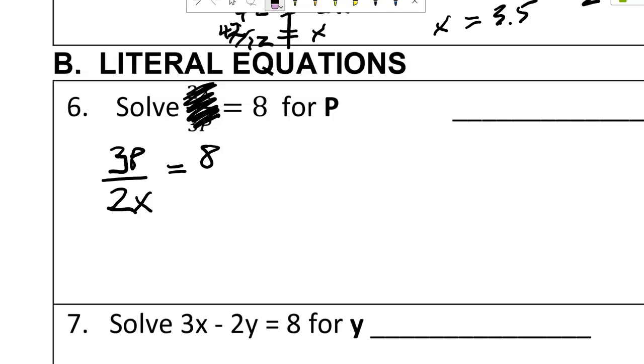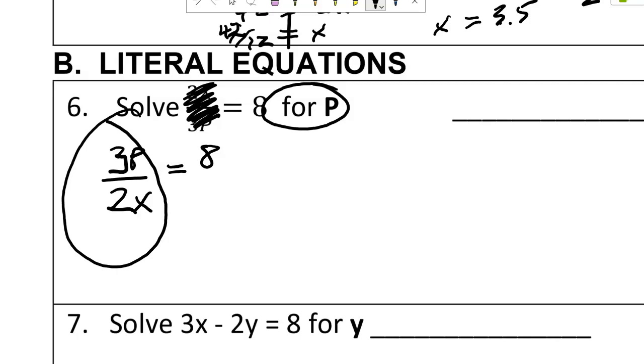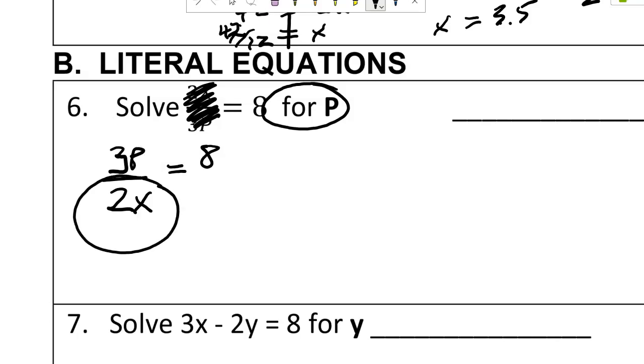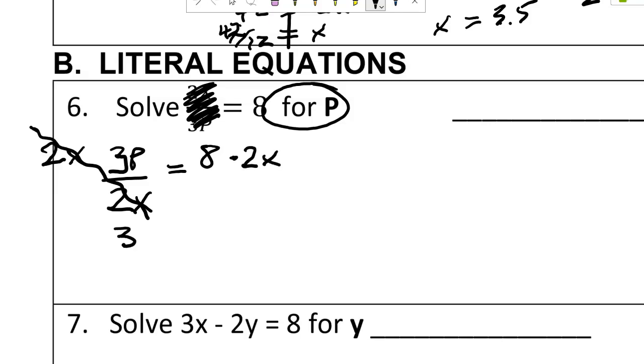We want to get p on its own. Because it says solve for p, we need to get p on its own. So take a look at this side of the equation. What do we need to get rid of? Well, we've got this denominator that says 2x. So if we simply multiply on the top by 2x, notice how they cancel, but we've got to then come over here and multiply this by 2x. That would leave us with 3p equals 16x.